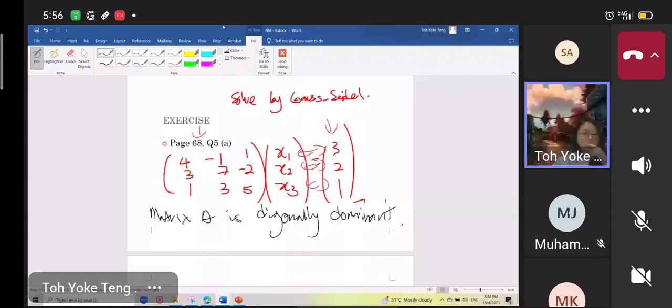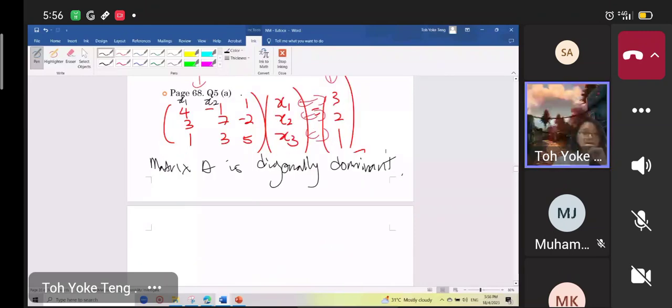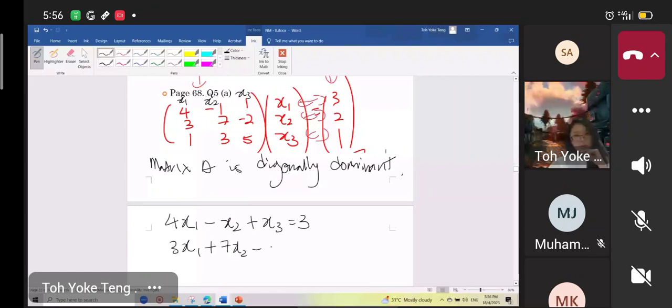So as refers to here, for the unknowns x1, x2, x3, there is 4x1 minus x2 plus x3 equals 3, then 3x1 plus 7x2 minus 2x3 equals 2, and then x1 plus 3x2 plus 5x3 equals 1.